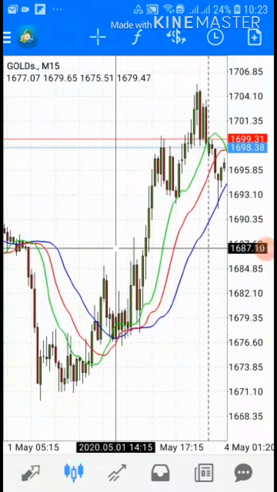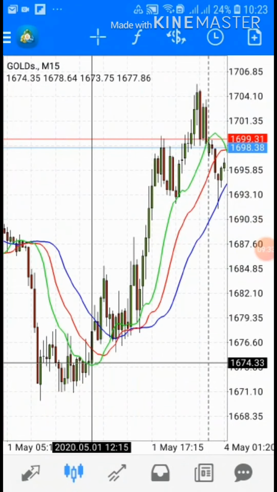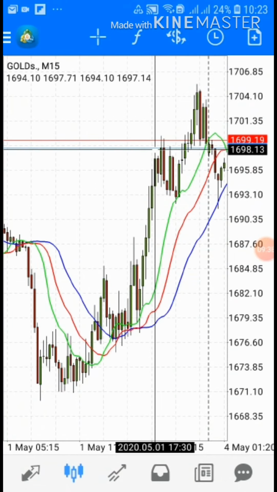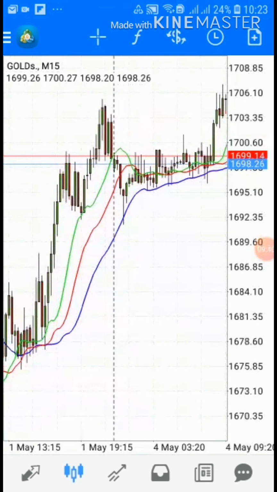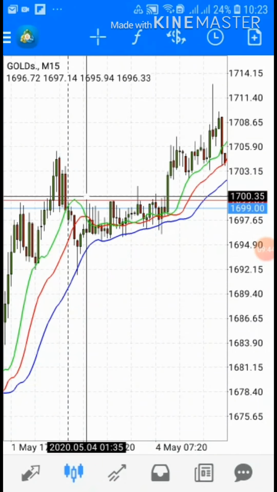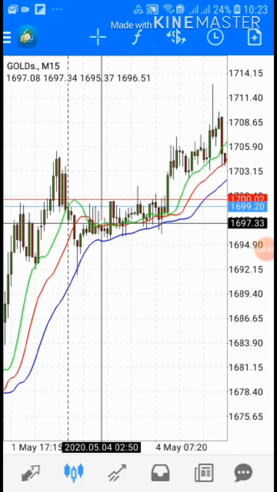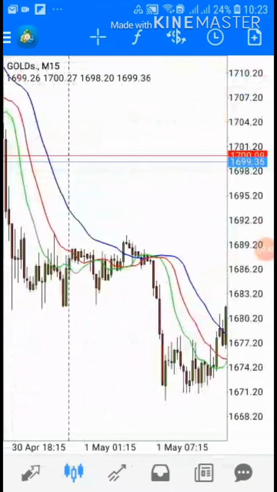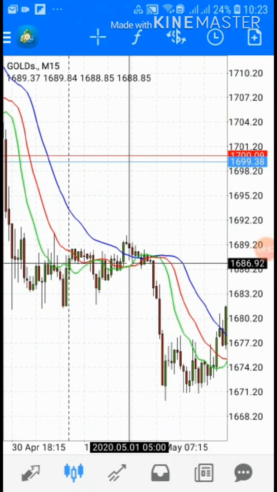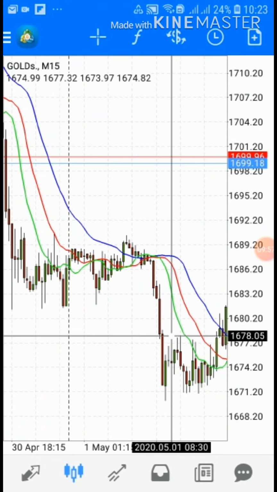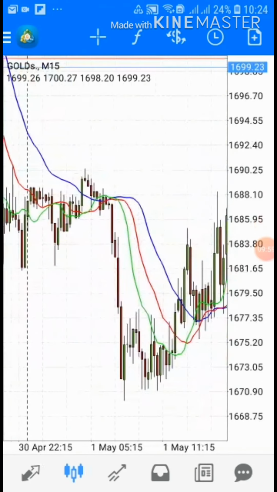You can see it even in gold. You see the cross, the green crosses the red, and boom, it went all the way up. Now you could have held that position and closed when this happened, when the green crossed the red again. You could have closed it to be safe. So it's very simple to use. You can see it crosses over from up, crosses the red, a good sell, and boom, it went all the way down. You could have held it.